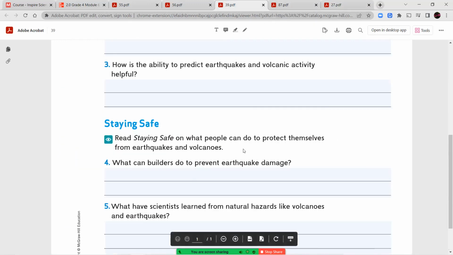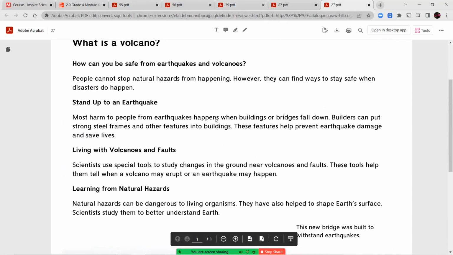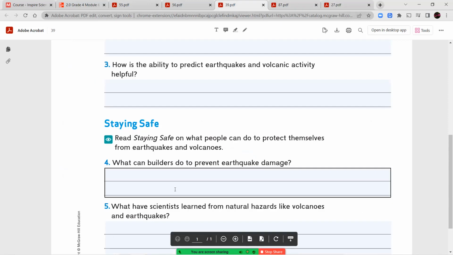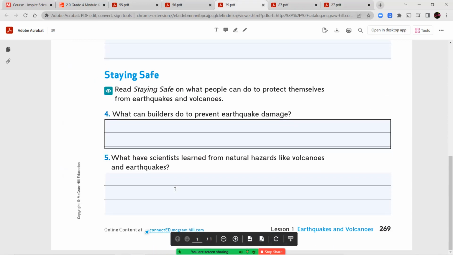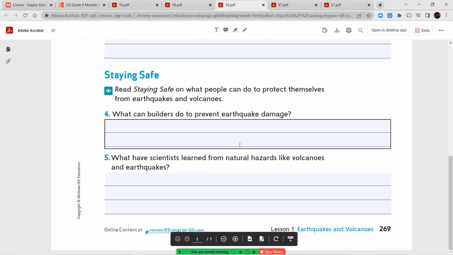All right, what can builders do to prevent earthquake damage? We just read about that over here, that they can add strong steel frames to buildings to help keep them from falling down. What have scientists learned from natural hazards like volcanoes and earthquakes? So they use special tools to study them. This helps them to understand when a volcano is likely to erupt or an earthquake is likely to happen by studying the faults. It's also helped them understand the way Earth's surface has been shaped over time.